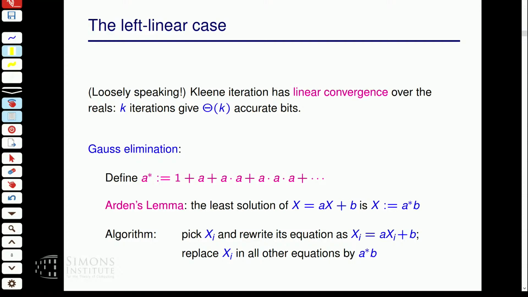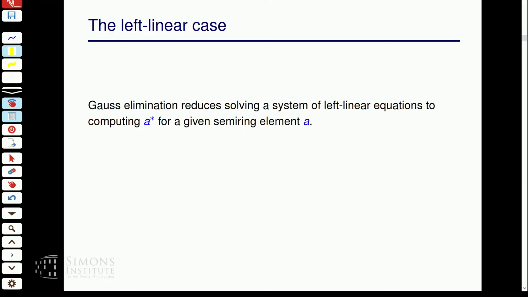Good. So Gauss elimination reduces solving a system of left linear equations to computing A star. If you know how to do this, then you know how to compute the solution. Now over the reals, this is the case where everything works wonderfully.